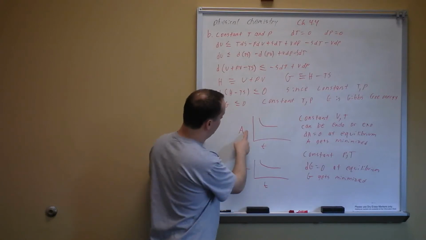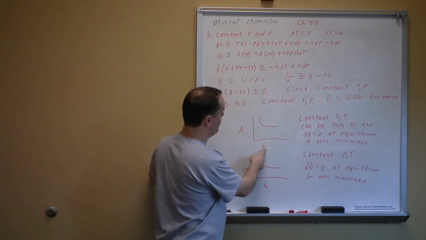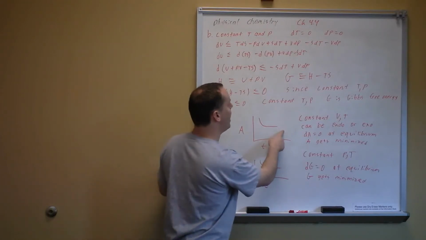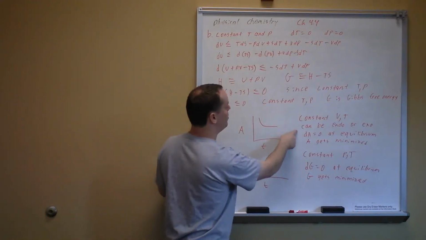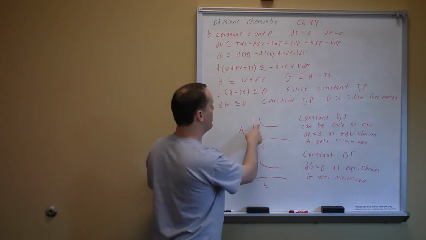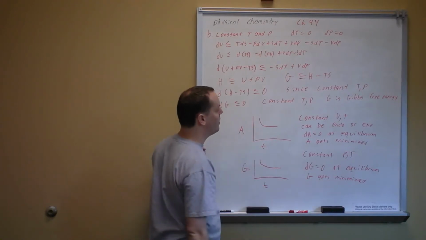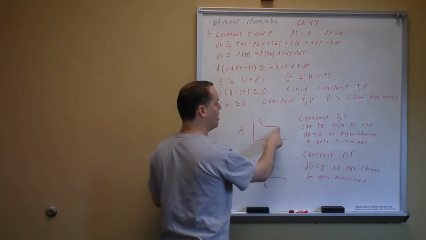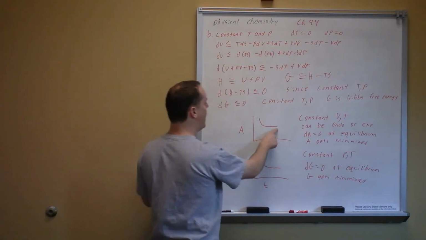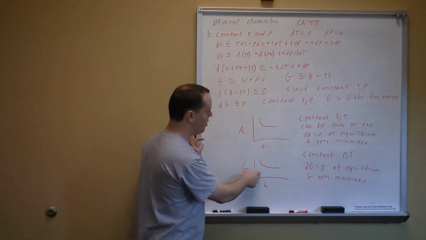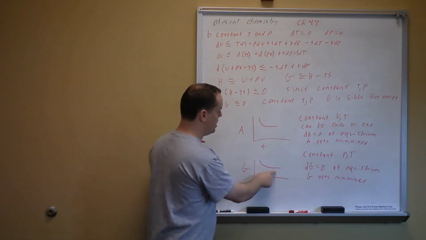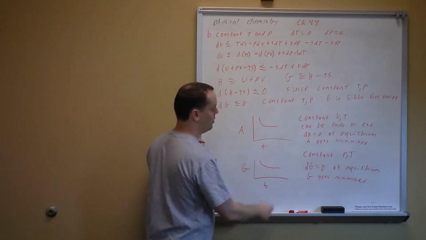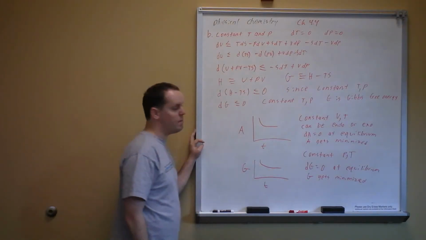So here's two different diagrams. We're going to graph A against time, or G against time. But remember, for A, we're only looking at constant volume and temperature. And this could be an endothermic reaction or an exothermic reaction. It doesn't matter. But as we go to equilibrium, the differential of A is going to be 0, and A is going to get minimized. Likewise, at constant pressure and temperature, dG at equilibrium is going to be equal to 0 because G is getting minimized.